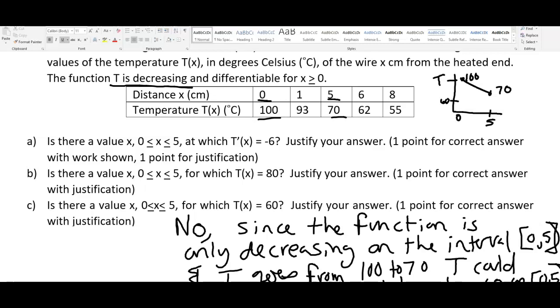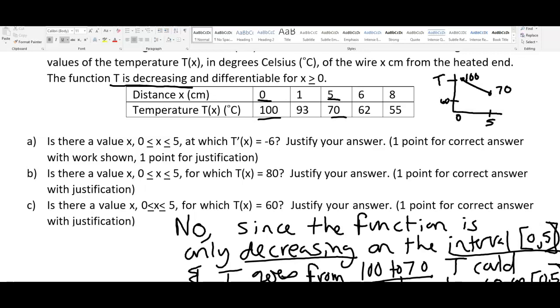So hopefully you guys just understood the explanation. But what are the important components of this explanation? Well, it's decreasing, right? That needed to be said. Once again, we need to emphasize this is all happening on an interval. We also want to include the fact that T only goes from 100 to 70. When I first thought of this, I would have worded the last part a little bit differently. I might have said, well, 60 is not in between 100 and 70. So that's another thing to say. But there you guys have it.